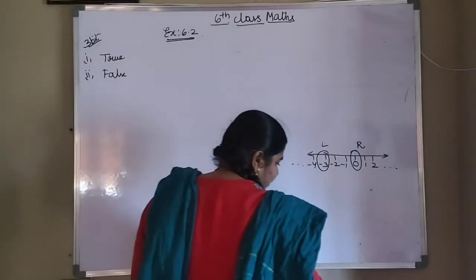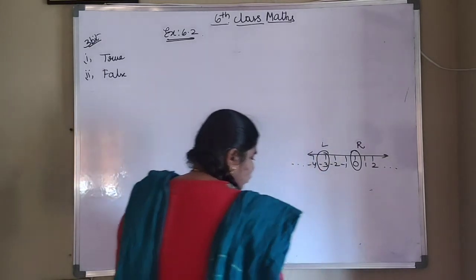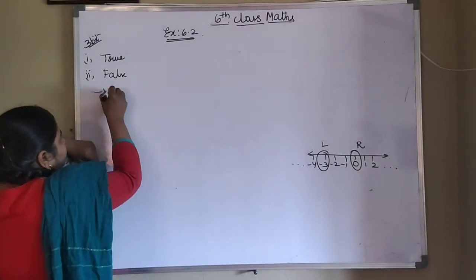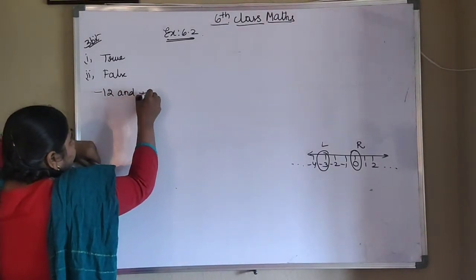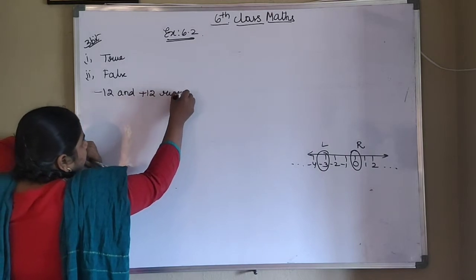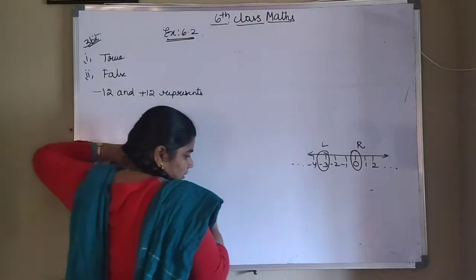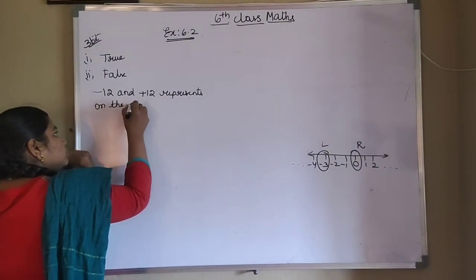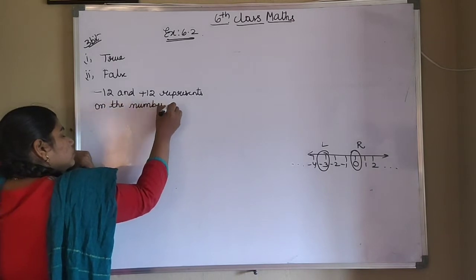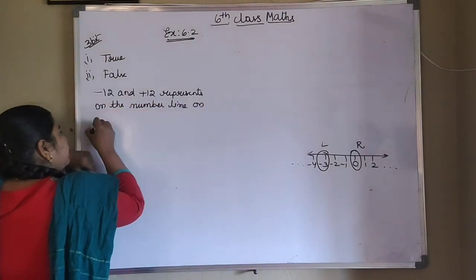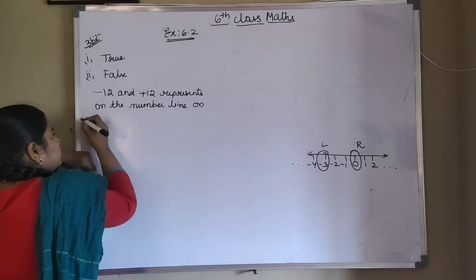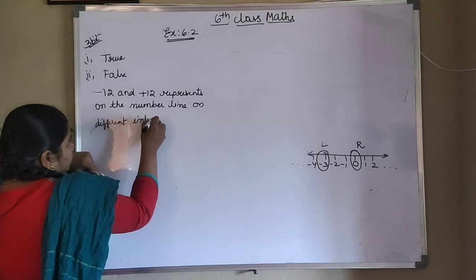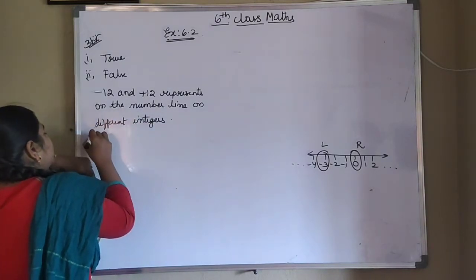So what you will write the correct statement there? -12 and +12 represent on a number line on different integers. Okay, so third one now.